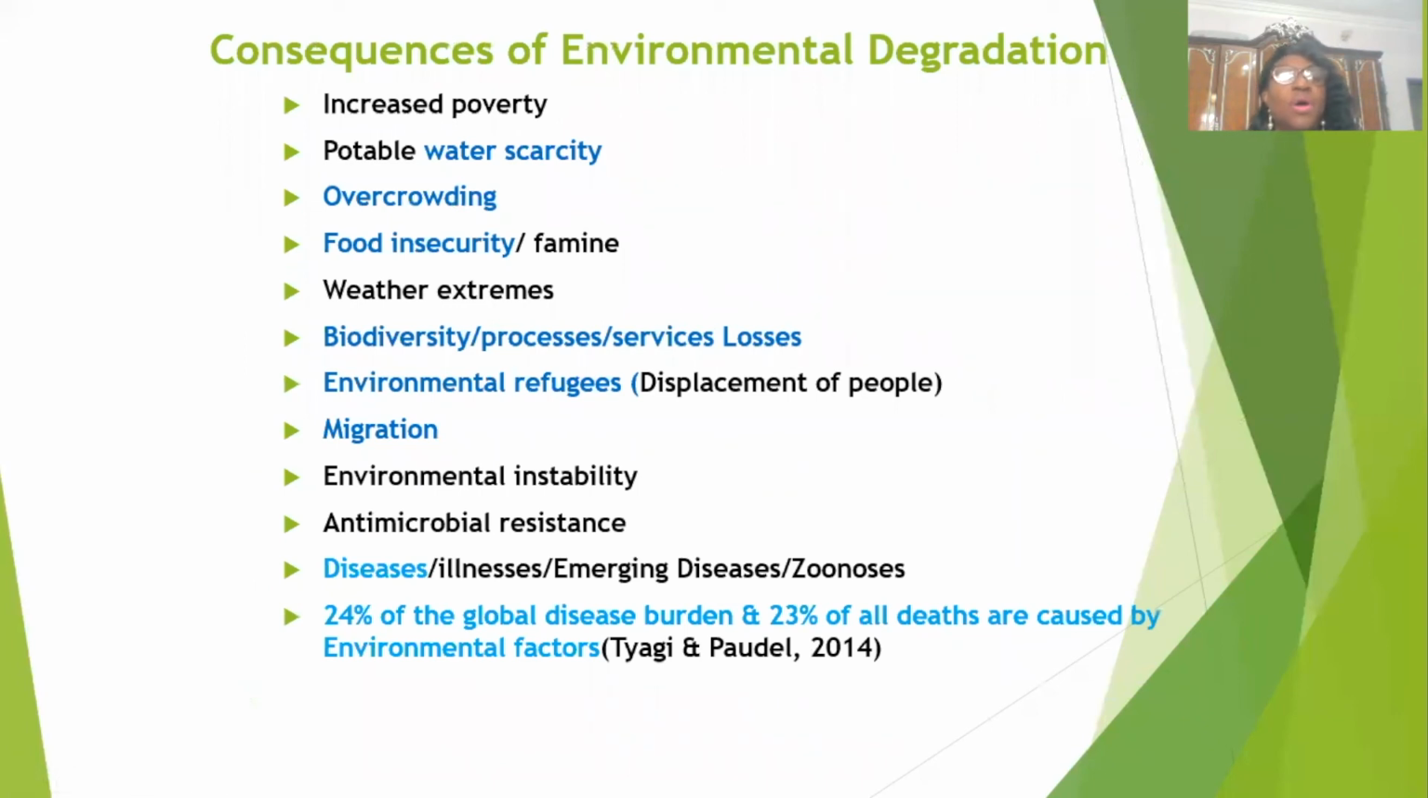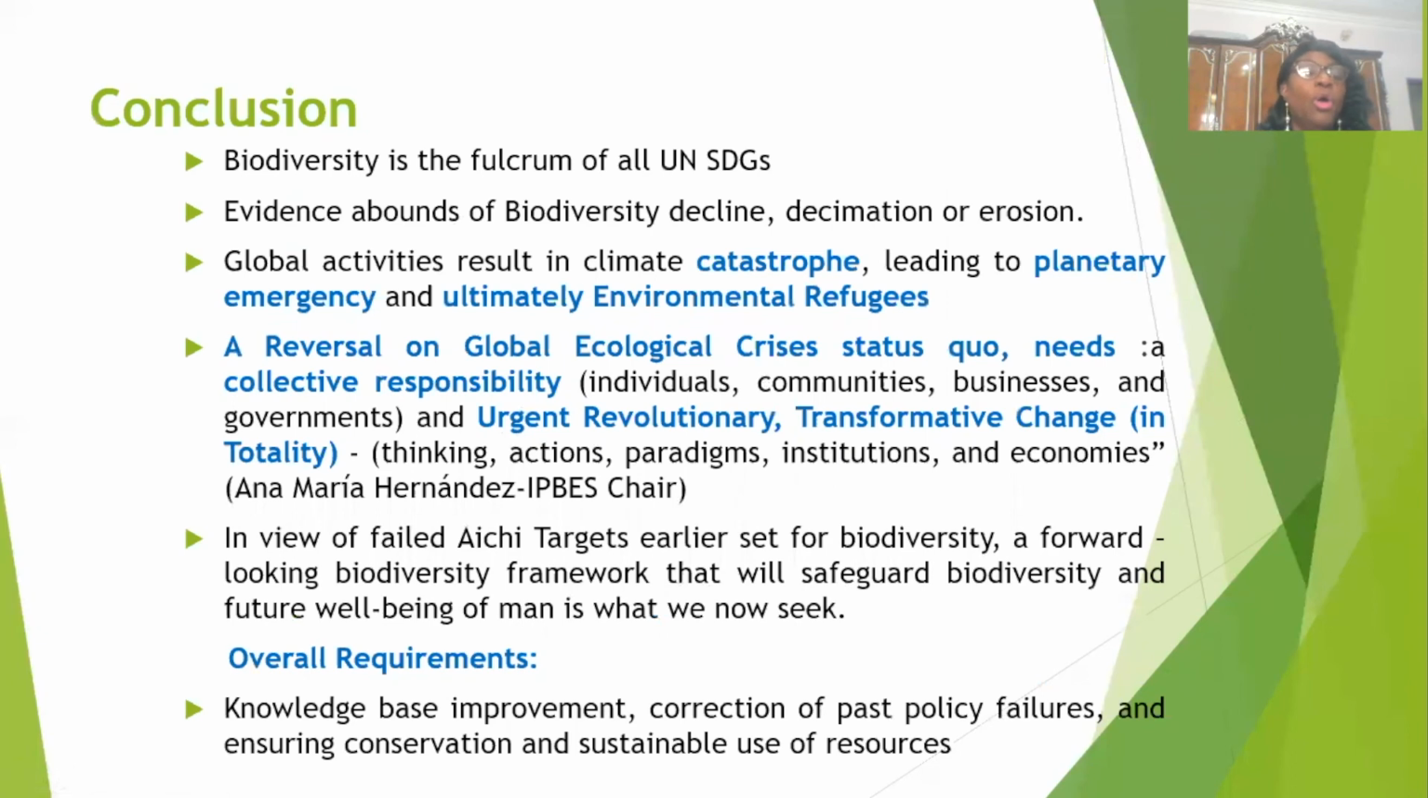What are the consequences of environmental degradation? Increased poverty, scarcity of potable water, overcrowding, food insecurity, biodiversity loss, ecosystem processes and services losses, environmental displacement of people, migration, diseases. It's been reported that 24% of global disease burden and 23% of all deaths are caused by environmental factors. This is Tiangi and Podel, 2014. In conclusion, biodiversity still remains the pivot of all United Nations Sustainable Development Goals.